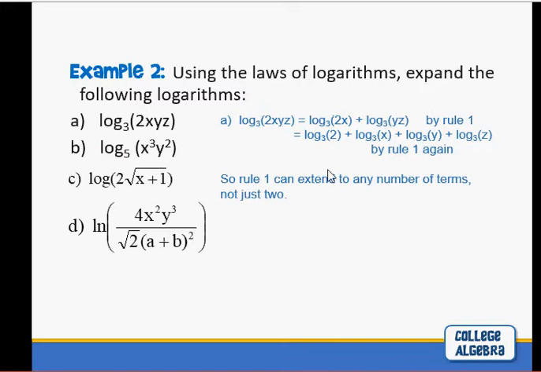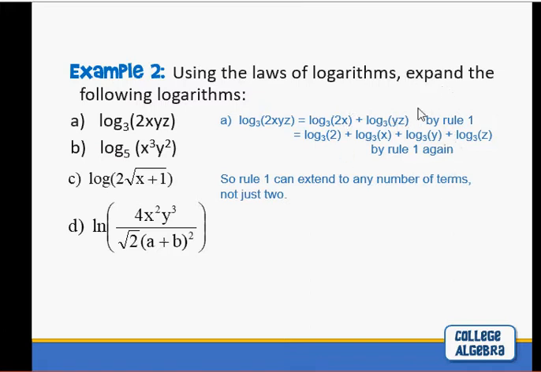Now, technically, if you wanted to go through step by step, the rule only applies to multiplying two parts. We had an m times n. So what I could do is think of this as 2x times yz and apply the first rule and break it apart and get log base 3 of 2x plus log base 3 of yz. But each of those is a multiplication, and we could apply rule 1 again and break apart the 2x into log base 3 of 2 plus log base 3 of x. Y times z is a product. We could break it apart.